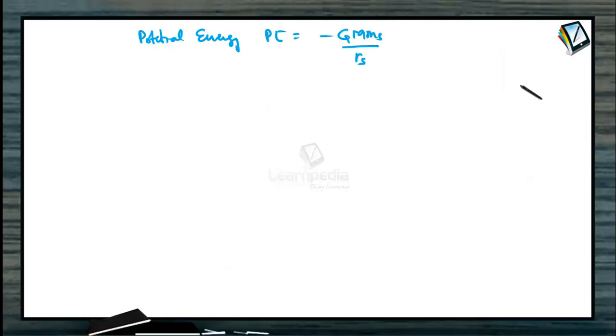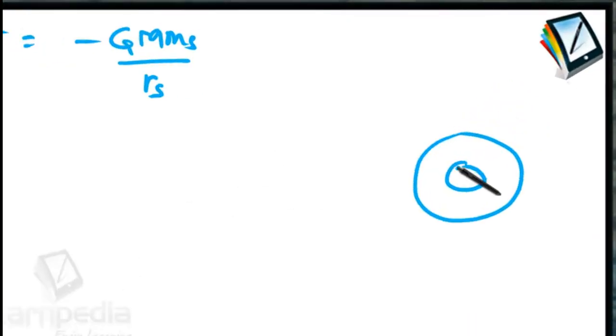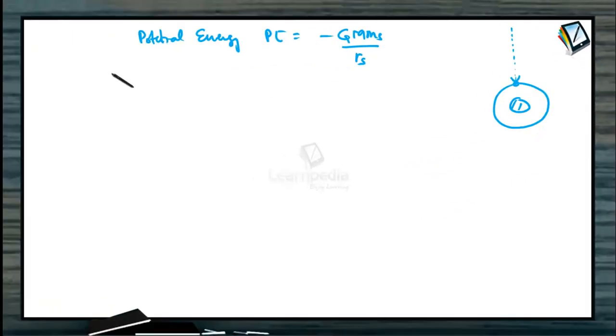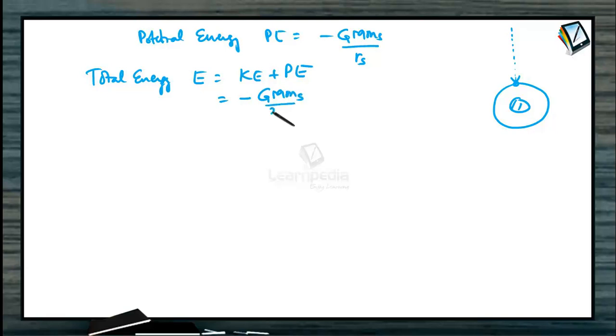It is the amount of work done, where this is the earth and this is the satellite, in bringing the satellite from infinity and keeping it at this position. So the total energy, which is given as capital E, is equal to kinetic energy plus potential energy. So adding, we get minus G capital M small ms divided by 2 rs. This is equal to E.